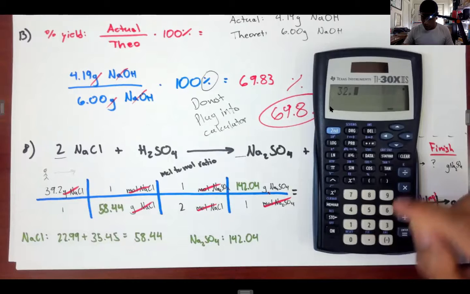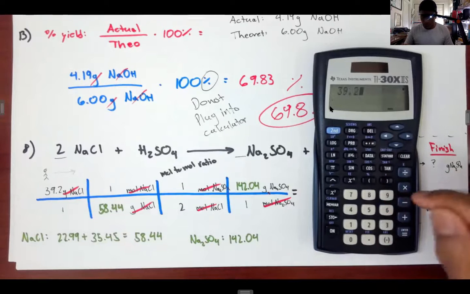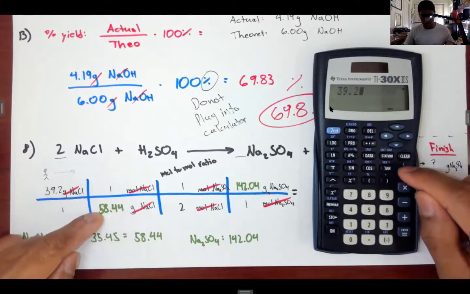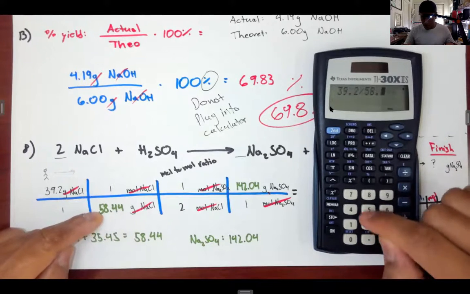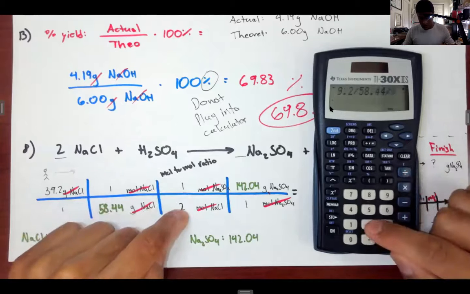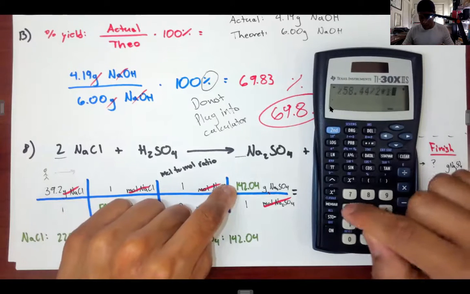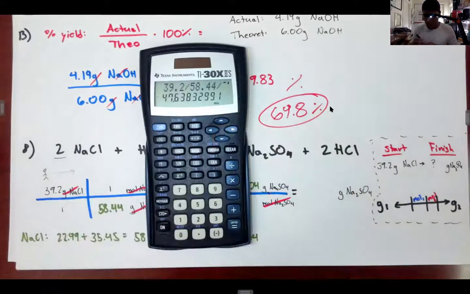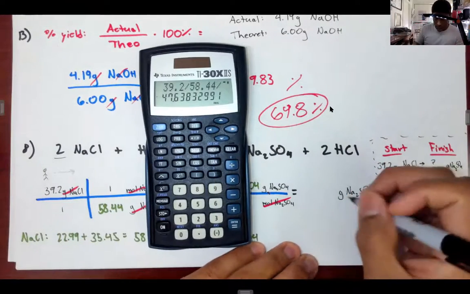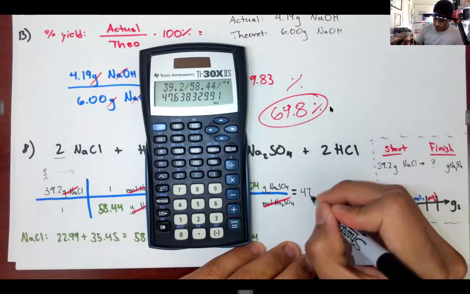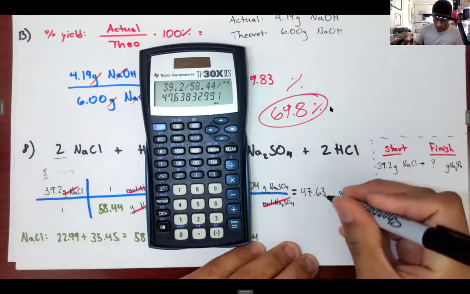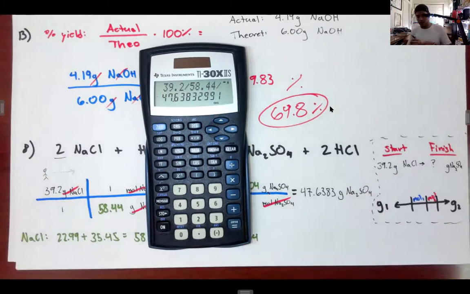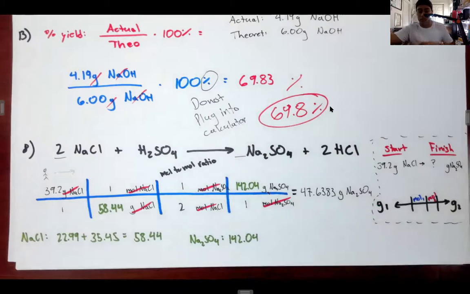We have 39.2, right? Whatever's at the top gets multiplied. If it's a 1, we don't need to do it. Whatever's at the bottom gets divided. Divided by 58.44, divided by 2, times 142.04. We do that, and then we finish with 47.6383 grams of Na2SO4, but we're not done because the last thing that we need to do is find the significant digits.